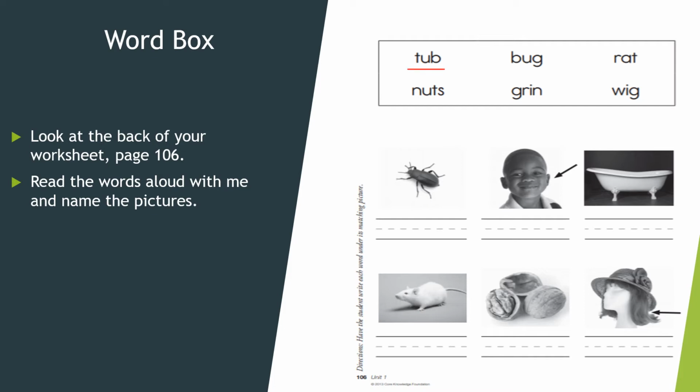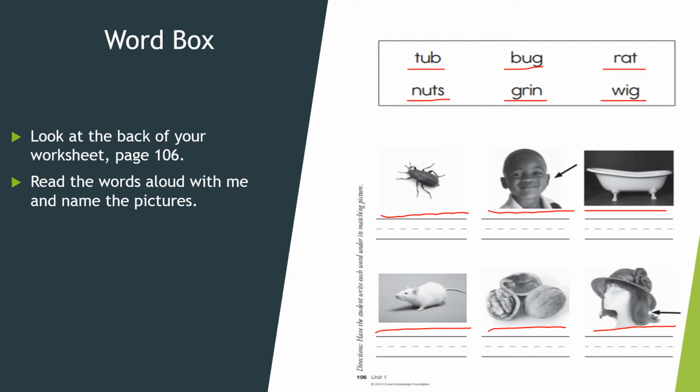Tub, bug, rat, nuts, grin, wig. Now let's name each picture. Bug, grin, tub, rat, nuts, wig.